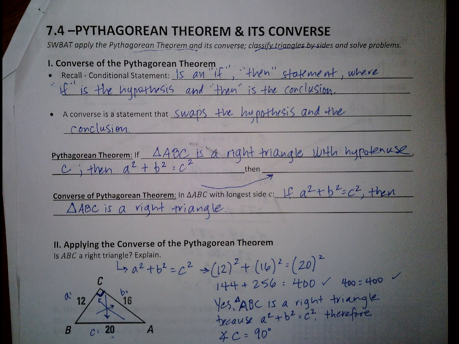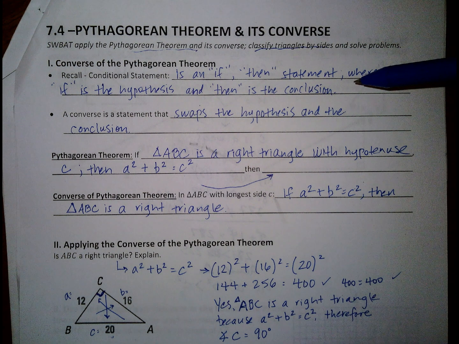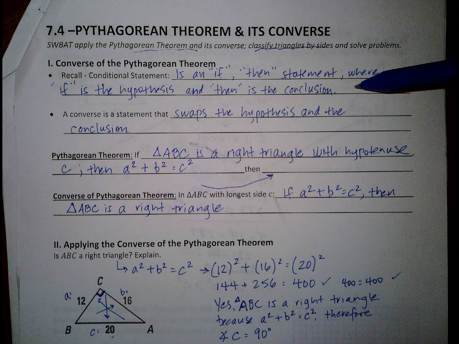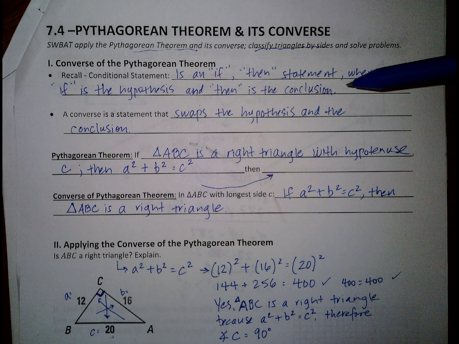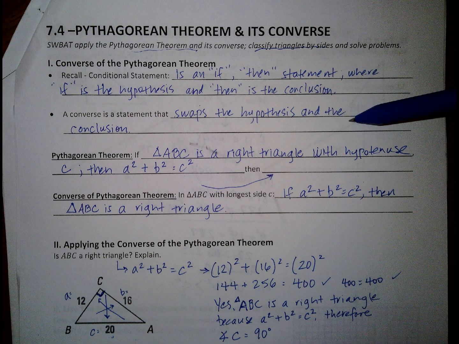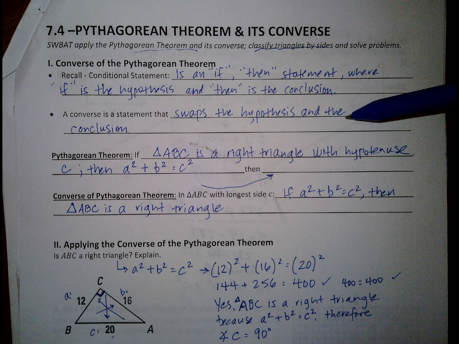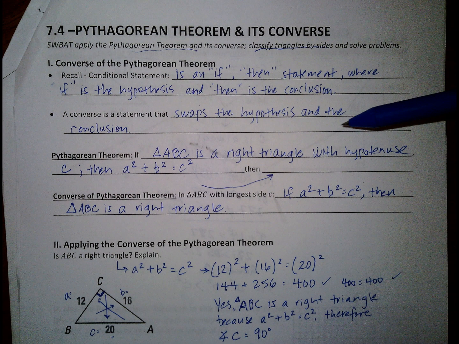So, the converse of the Pythagorean theorem. If you recall, a conditional statement is an if-then statement, where if is the hypothesis and then is the conclusion. For example, if a triangle has one 90-degree angle, it is a right triangle. That would be a conditional statement. The converse swaps the hypothesis and the conclusion: if a triangle is a right triangle, then it has one 90-degree angle. All I did was switch the order of the hypothesis and the conclusion. That would be the converse.